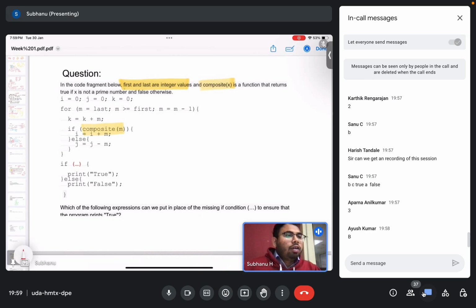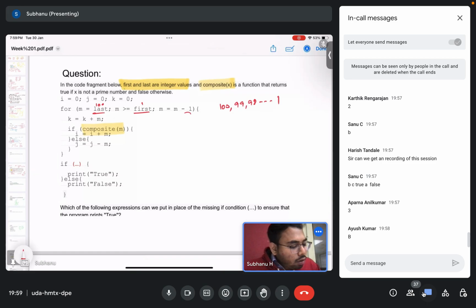So where will we start? Last and first are two integer values, any integer values. Maybe this is 100 and this is 1. Each and every time it will be 100, 99, 98 down to 1. This is how it will execute.